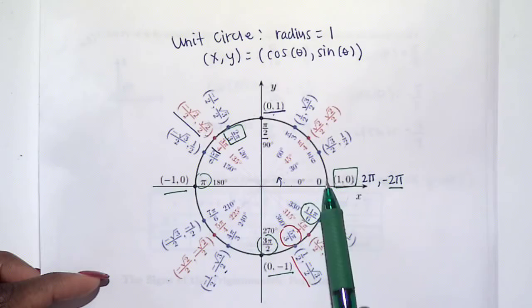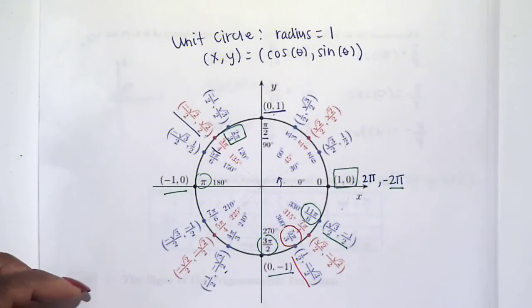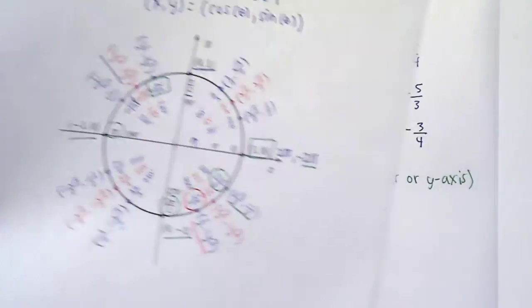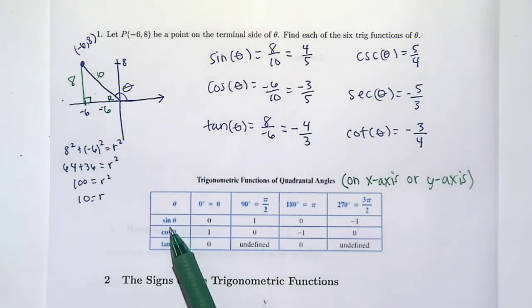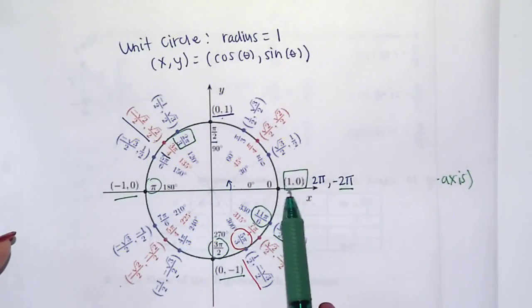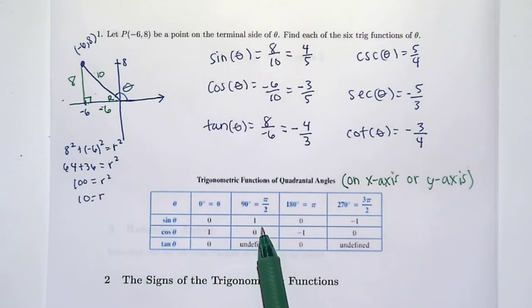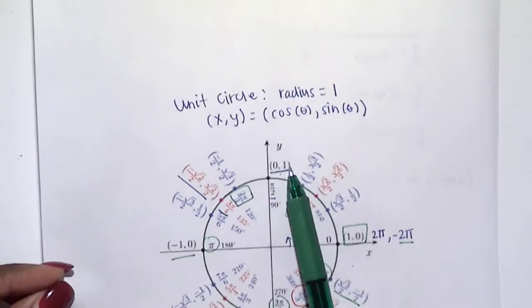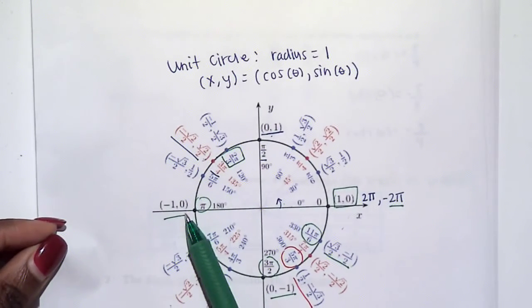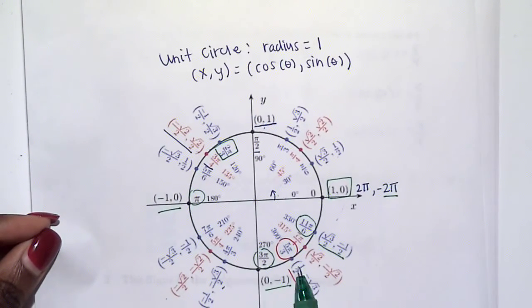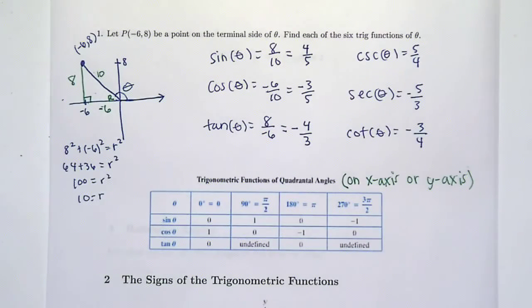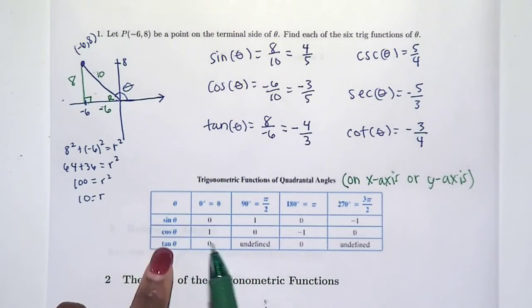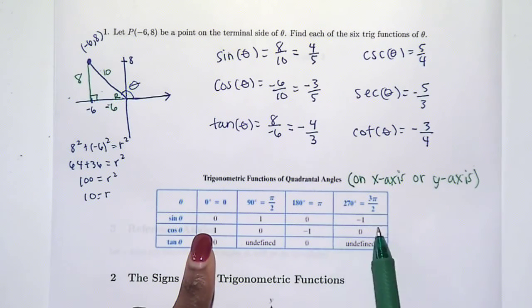And notice these are just regular points, right? 0, 1, 0, negative 1, and so on. All right, so sine of 0, we know is 0. Sine of pi over 2 is 1. Sine of pi is 0. Sine of 3 pi over 2 is negative 1. Kind of has a pattern here, 0, 1, 0, negative 1. For cosine, it's just shifted: 1, 0, negative 1, 0.